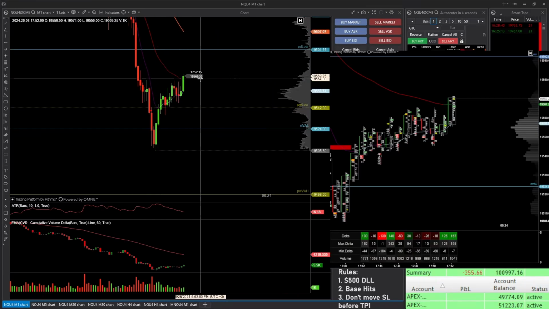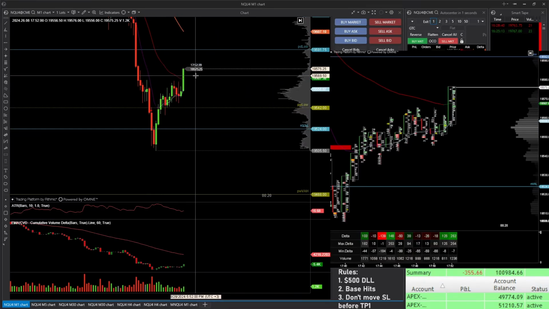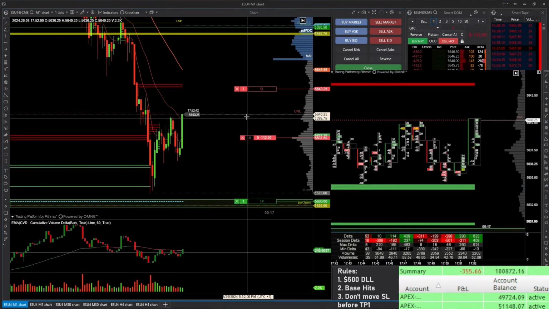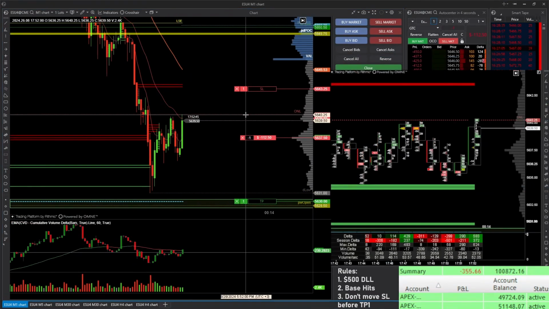So this is a must hold place on the chart where price needs to reject, but apparently we're just moving through it with power. And yeah, ES is doing the same thing. I think I'm going to get stopped here, unfortunately.